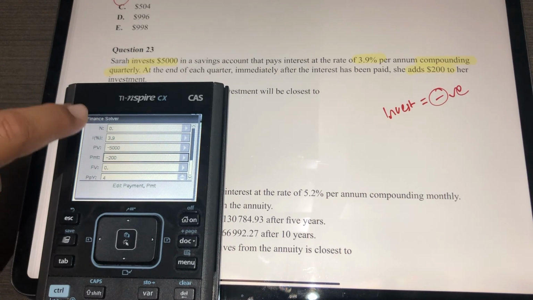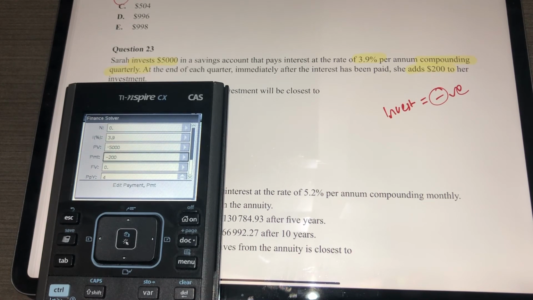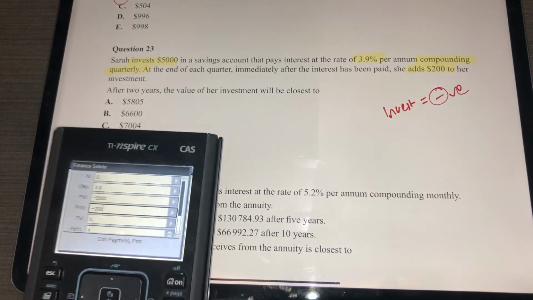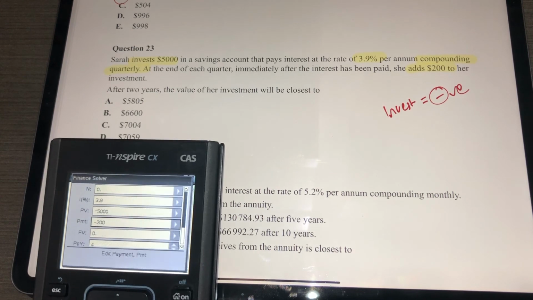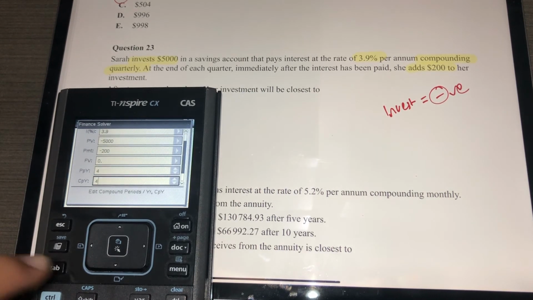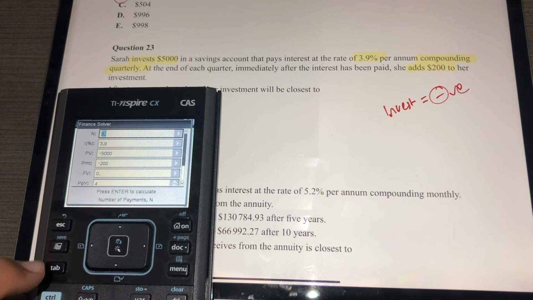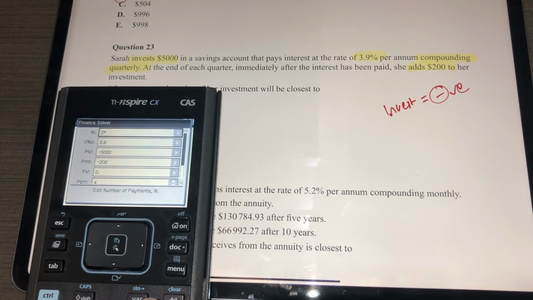Now I have N and FV that are still missing spots. So I need to fill those. There's only meant to be one thing missing. So the rest of the question says, after 2 years, the value of her investment will be closest to what? So N is the number of times that this is occurring. So it's saying it's 2 years. So I put 2. However, it's saying compounding quarterly. So I multiply it by 4.